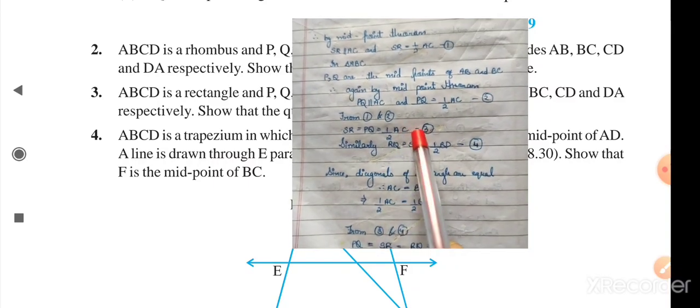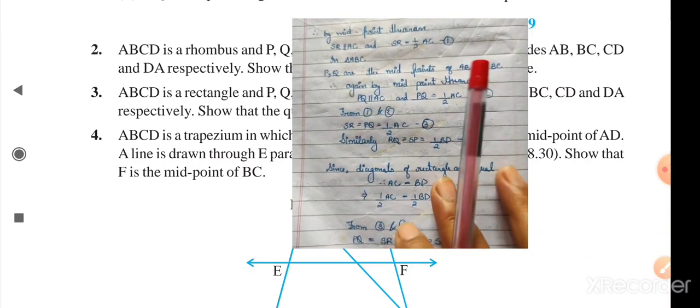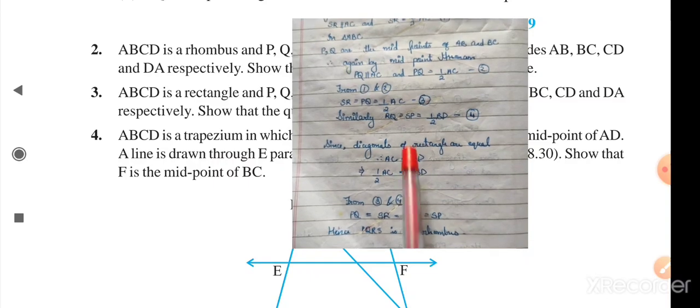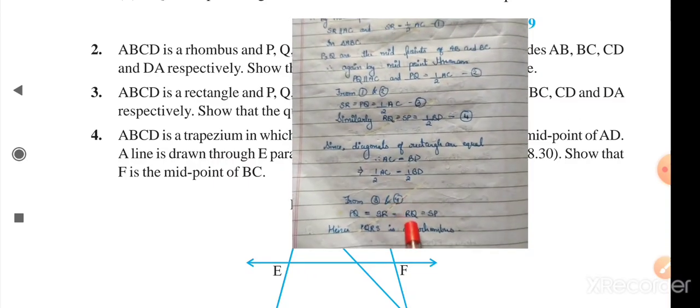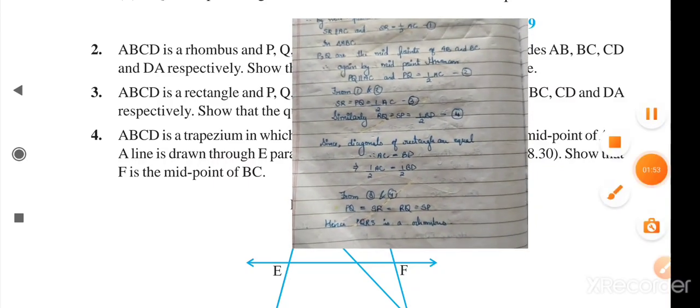Now you will put the value of equations 3 and 4 in this. Half of AC is SR equal to PQ, so you have written PQ and SR. Similarly for BD, you can see that it's RQ and SP. So you will write RQ equal to SP. Hence all the sides are equal. Hence you can say that it's a rhombus.